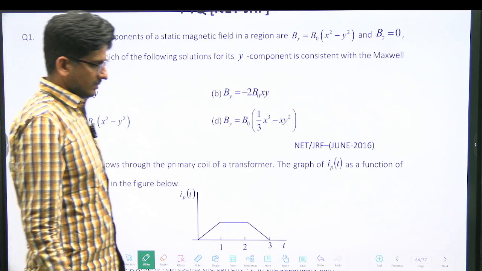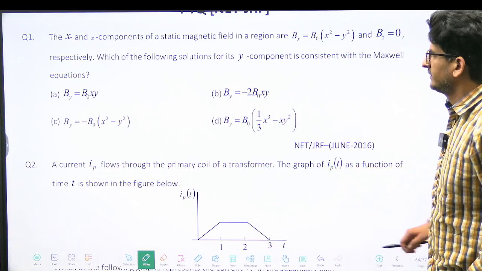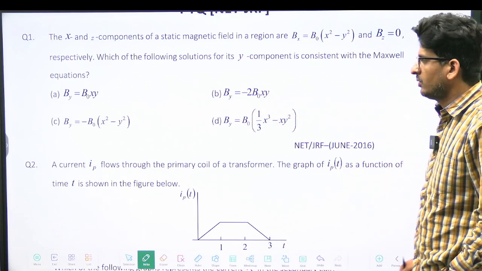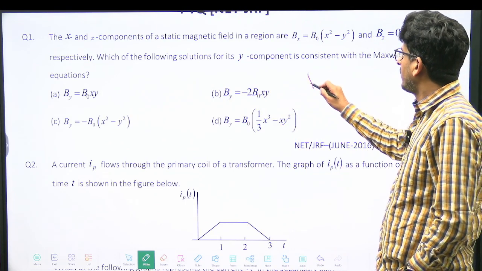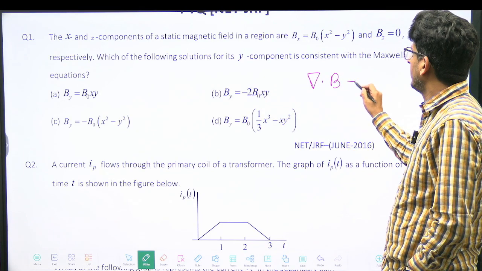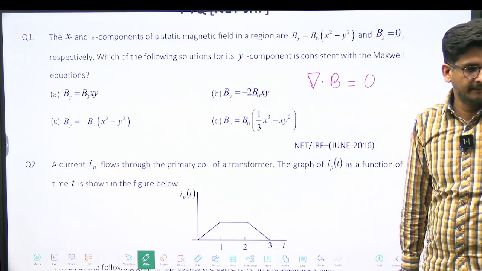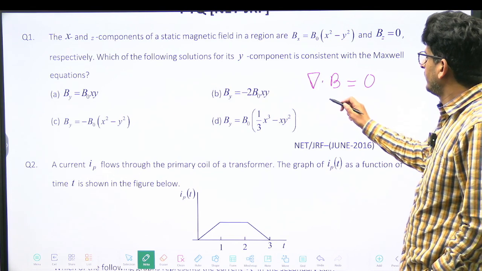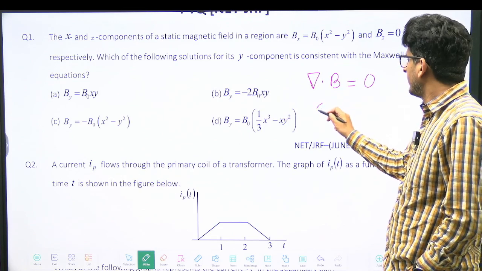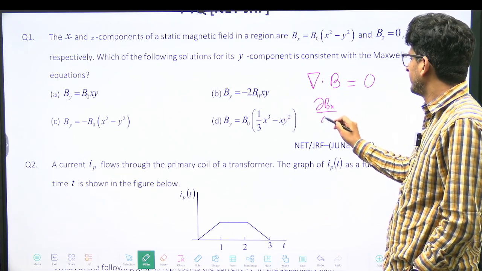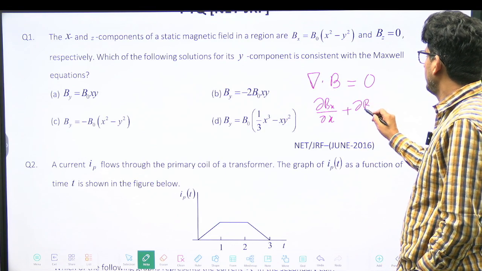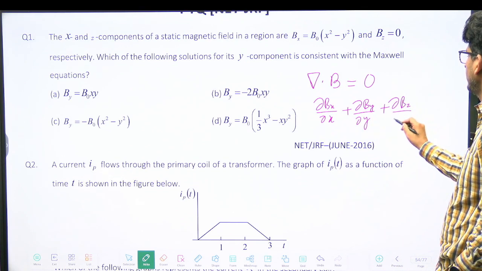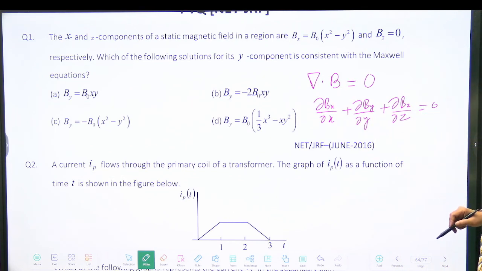So now, this question is related to magnetic field, and you know that magnetic field follows del dot B is equal to 0. It should always follow this. So if I write this, it will become del Bx by del x plus del By by del y plus del Bz by del z is equal to 0.